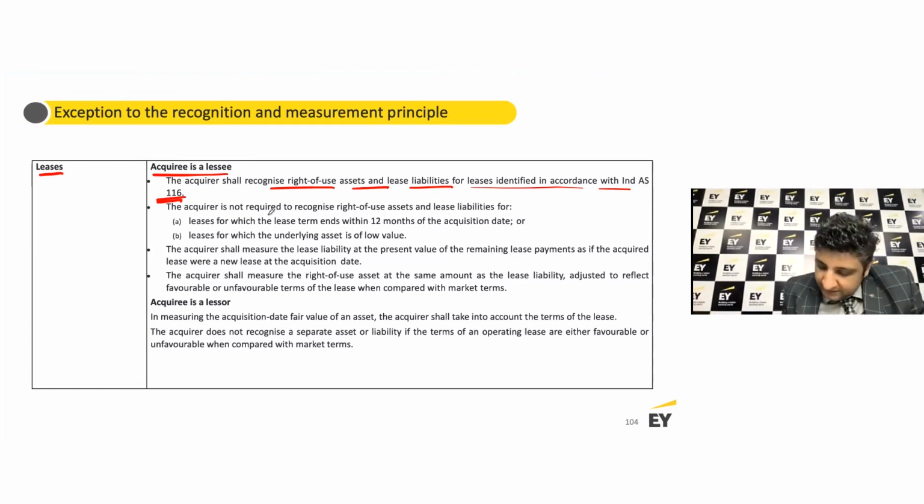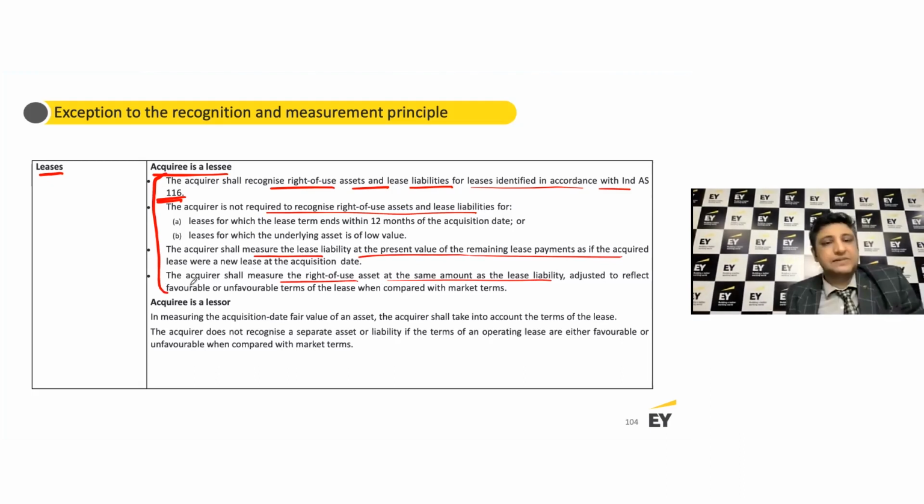You may not recognize any right of use asset or lease liabilities for those exceptions under Ind AS 116, which is basically your short-term asset or low value asset. The lease liability is nothing else but the present value. And of course, the ROU is the same amount as the lease liability. So effectively, you are simply following the principles of recognition and measurement as applicable under Ind AS 116, which is leases. You don't really follow the fair value criteria as far as such kind of contracts are concerned.